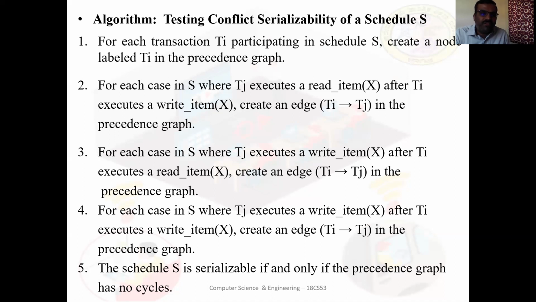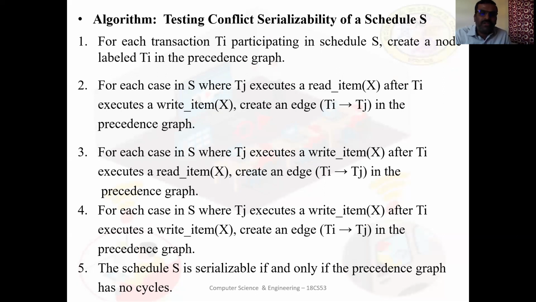In the second step, for each case in schedule S where Tj executes a read_item(X) operation after Ti executes a write_item(X) operation, that is, Tj executes the read operation only after Ti executes writing the item X, create an edge from Ti to Tj in the precedence graph.